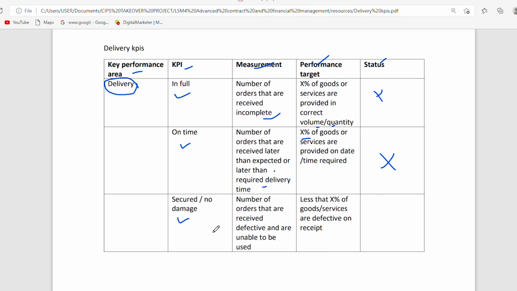And in terms of secured or no damages, number of orders that are received which are defective or are unable to be used. Again, the percentage, okay? And so with that, you start to have an idea of the suppliers that you're working with, because if they know that that is what you're measuring, then they have to up their game. That is an example of a delivery KPI.